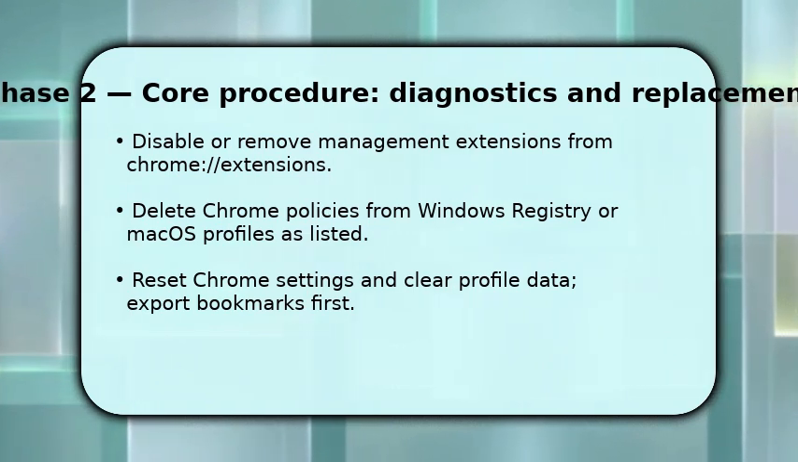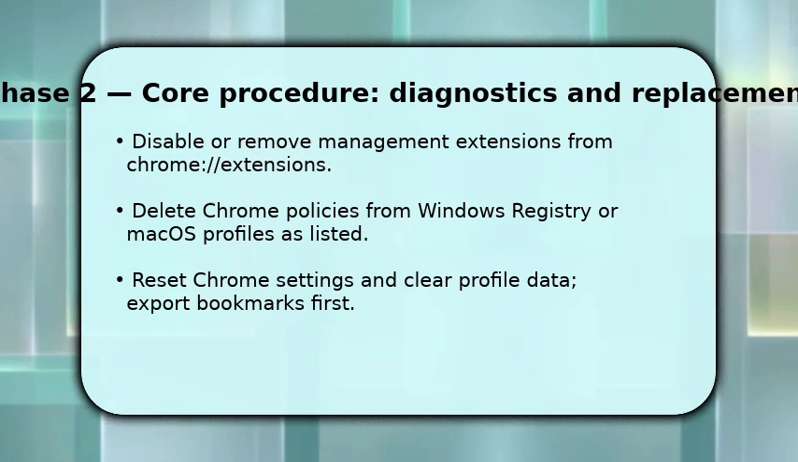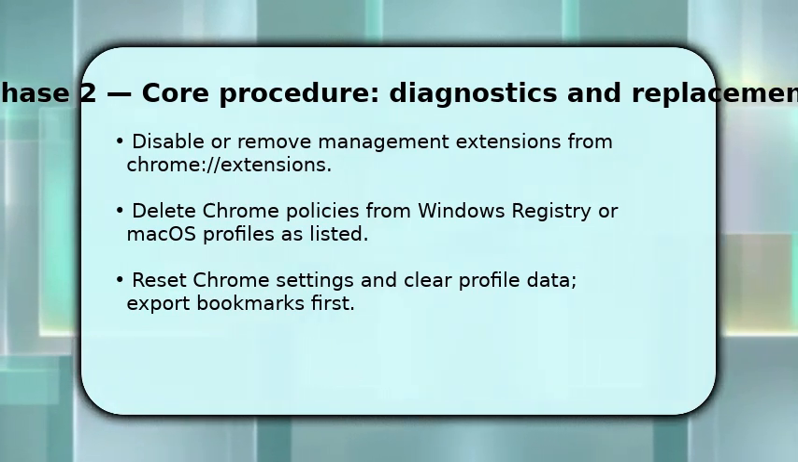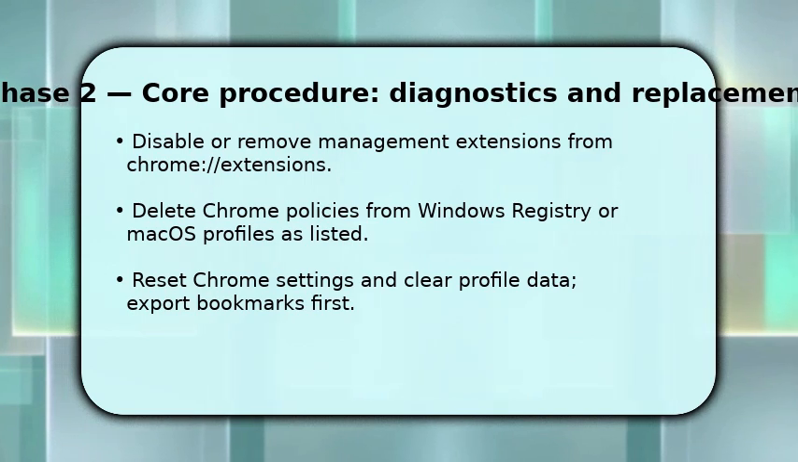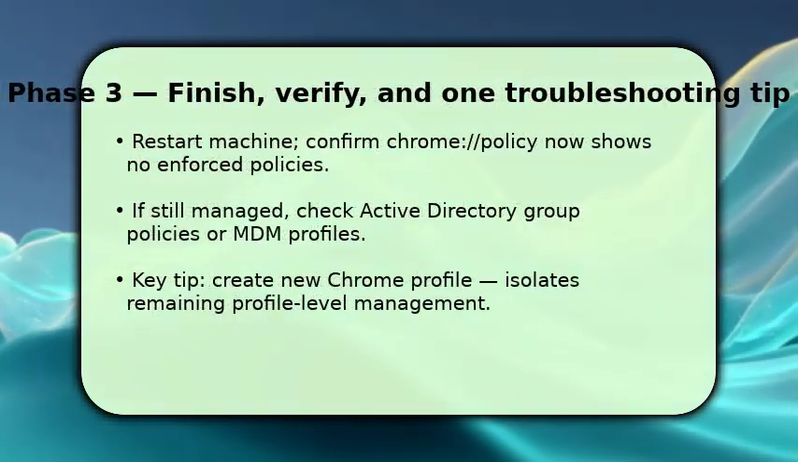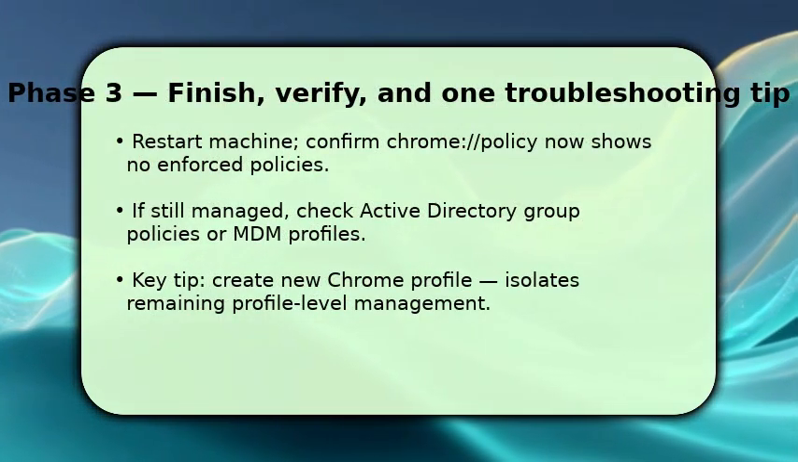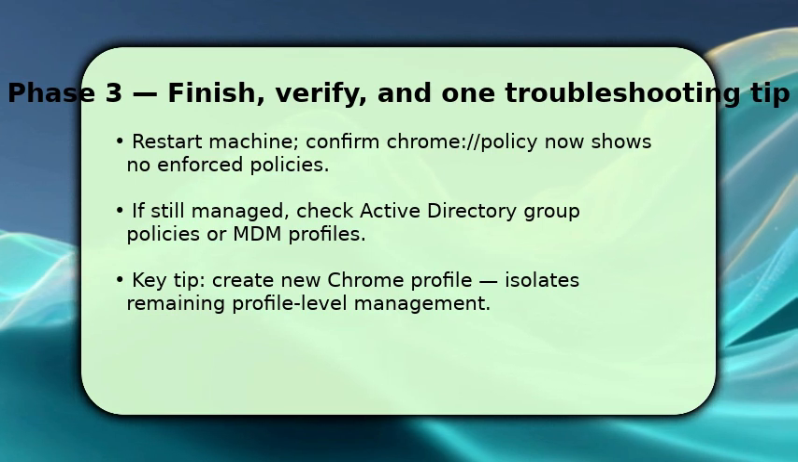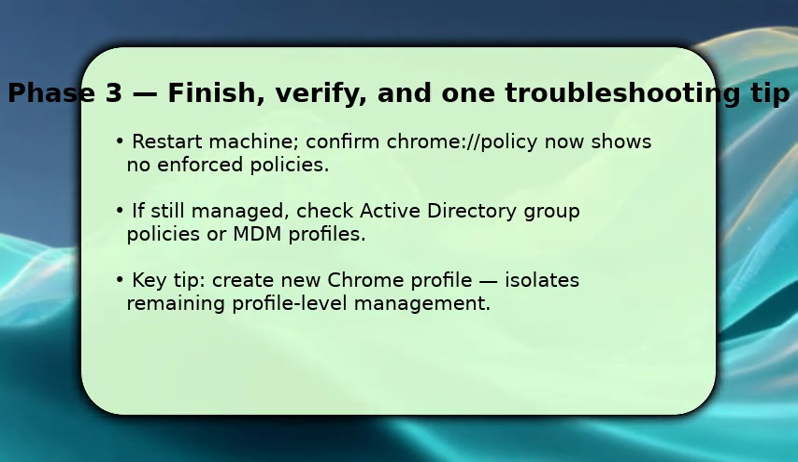Once policies are cleared, reset Chrome settings and restart. Make sure to export bookmarks and sign-in credentials first so you don't lose important data during cleanup. Finish by restarting the computer and rechecking Chrome //policy. You should see policies removed or set to not specified.